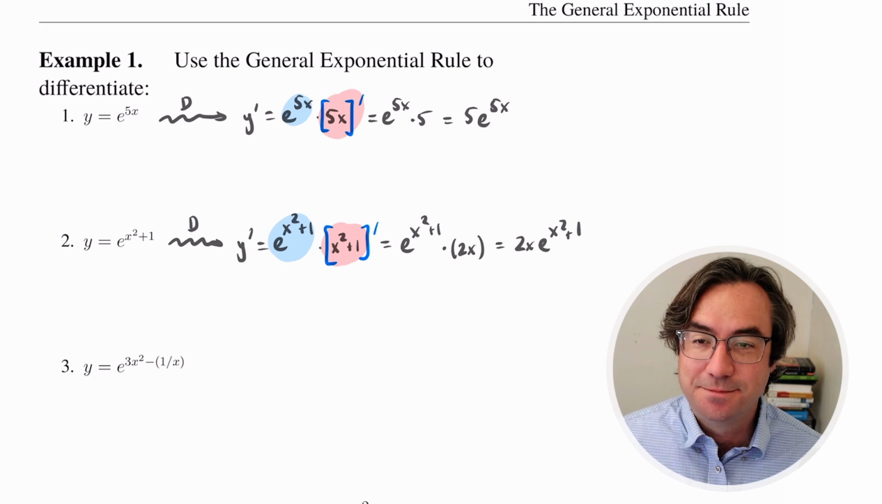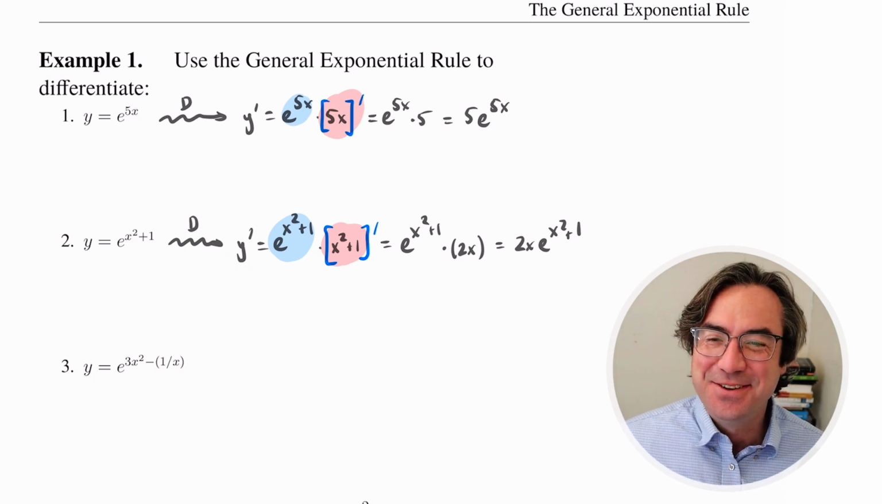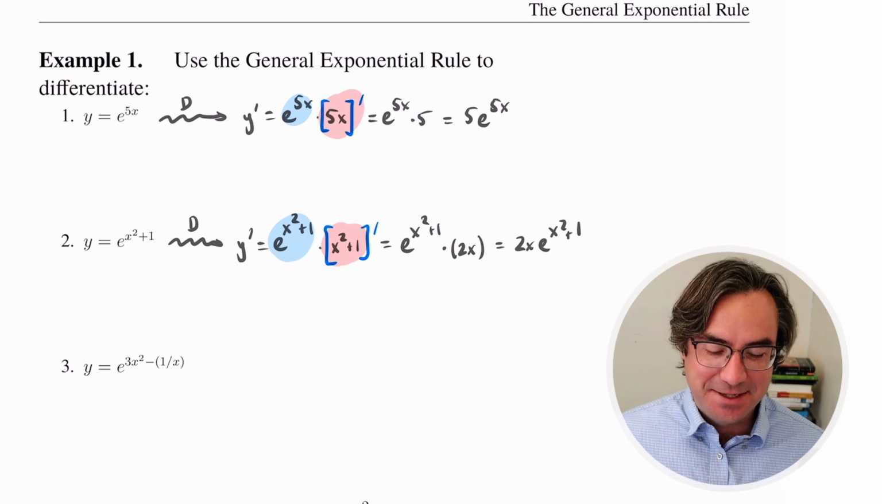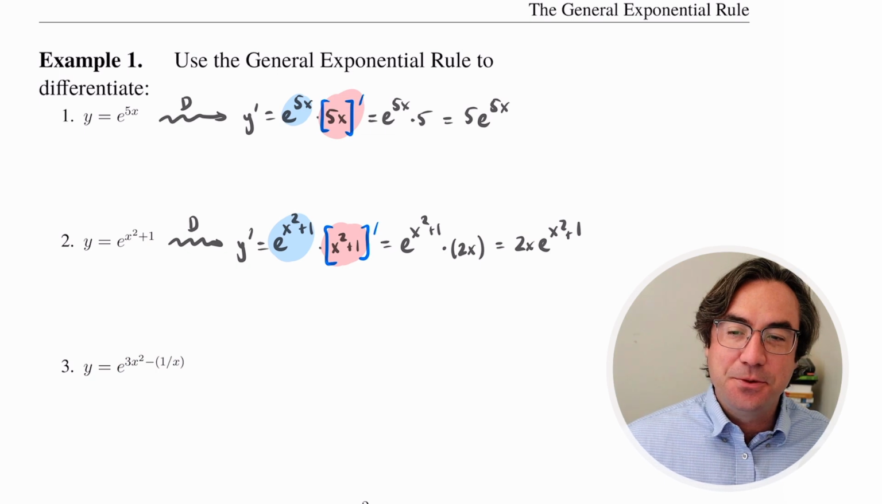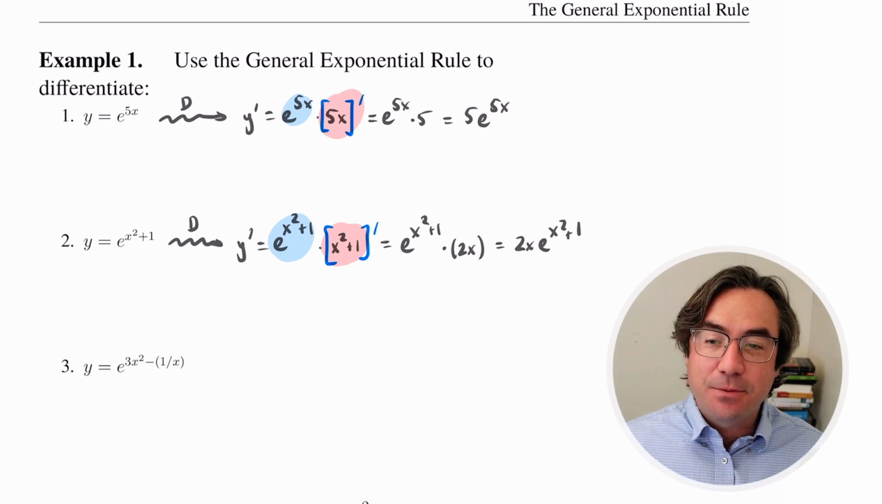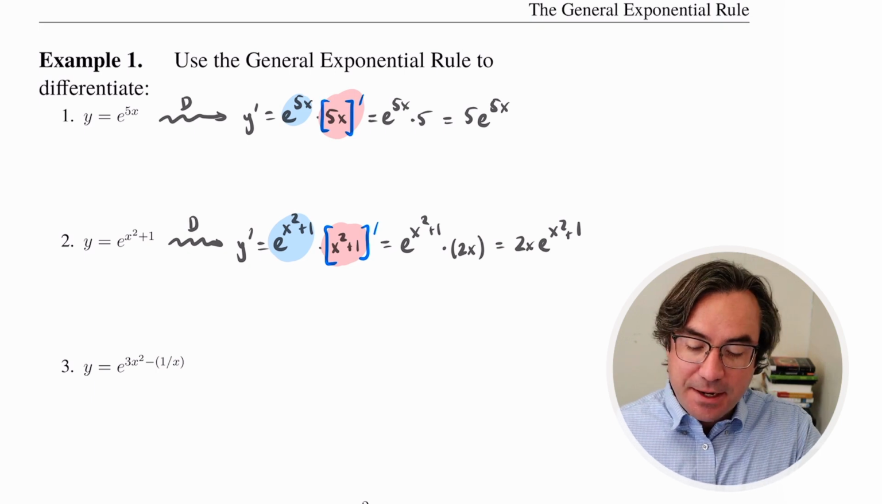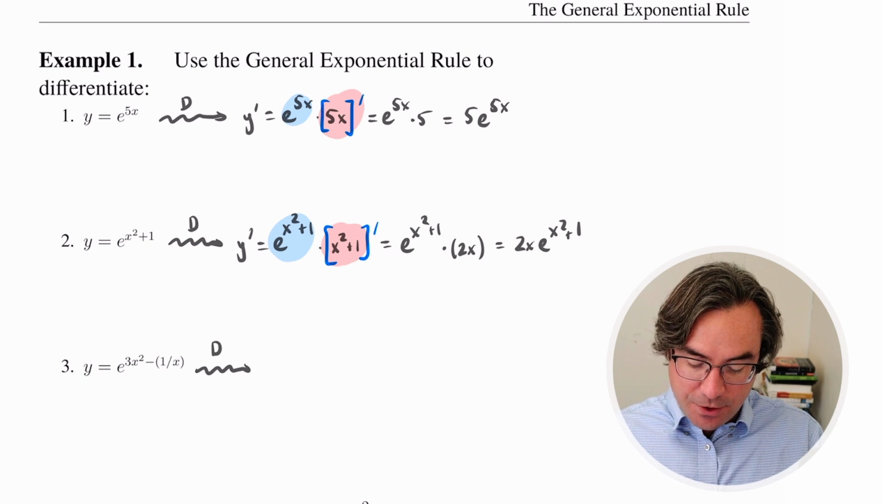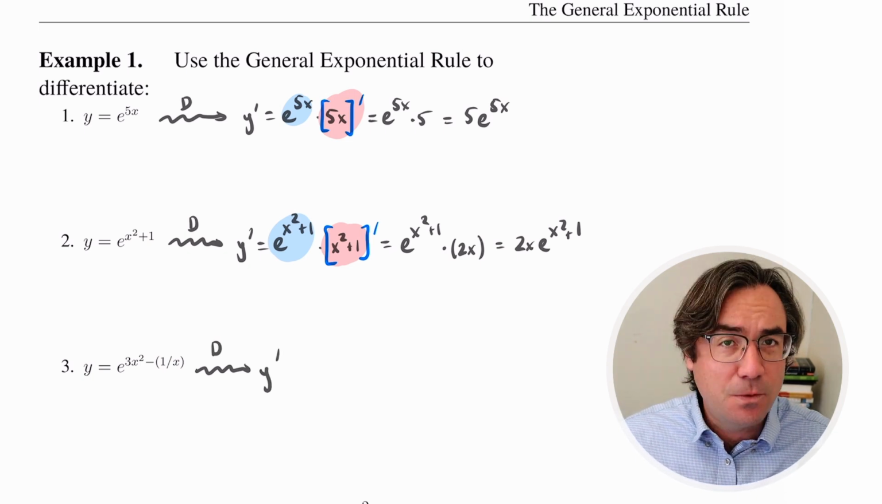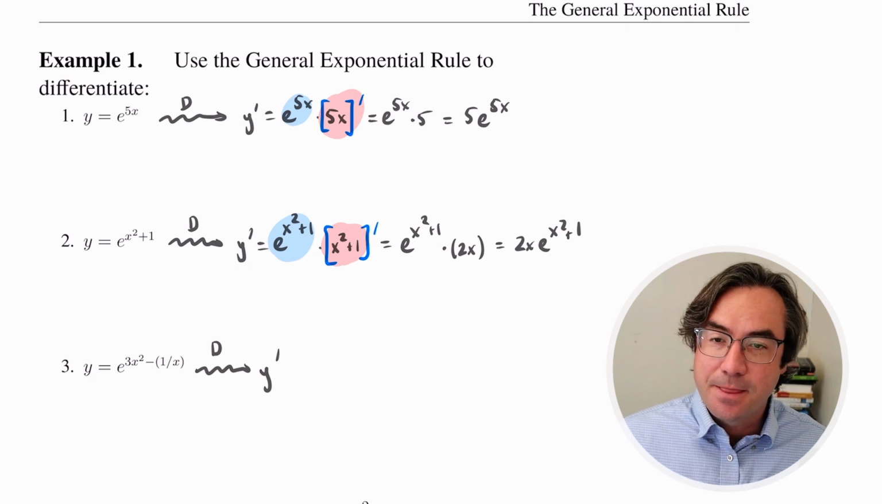Let's try one more. These are not too bad. Let's look at the last one here. y equals 3x squared, e raised to the 3x squared minus 1 over x. We're going to do our derivative. Same thing, the function's called y, so we'll call the derivative y prime.